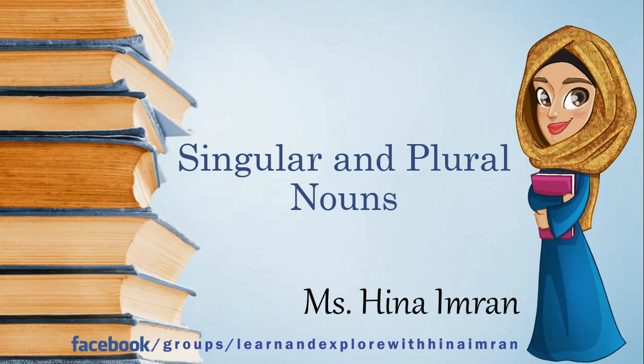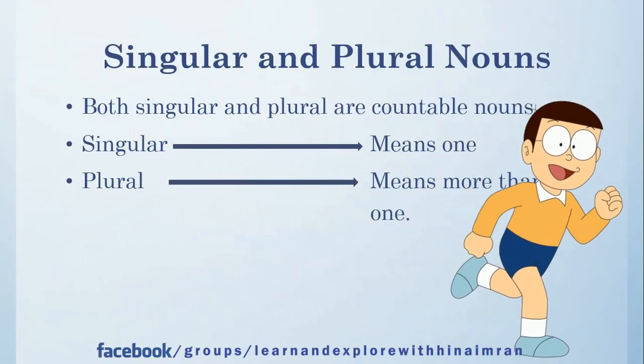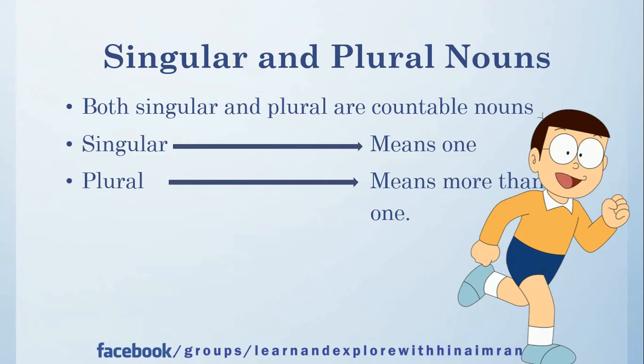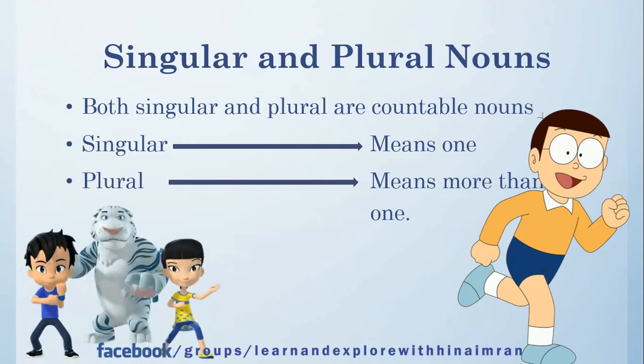We are going to start with the basics and then proceed on to nearly all the rules. Let's start. Both singular and plural are countable nouns. Singular means one and plural means more than one.